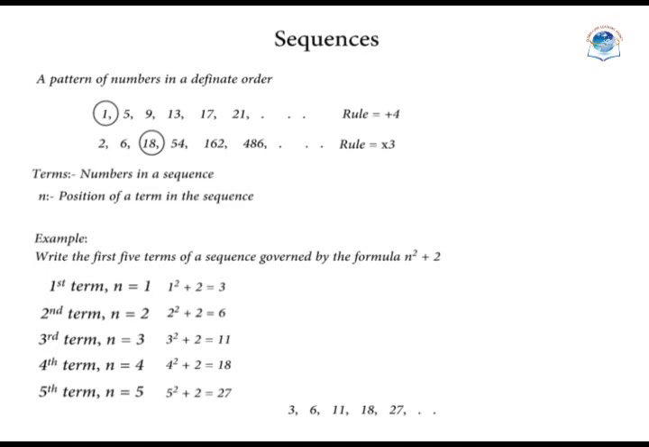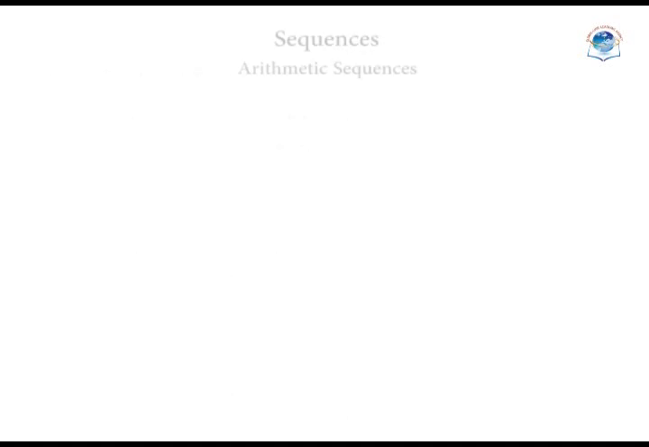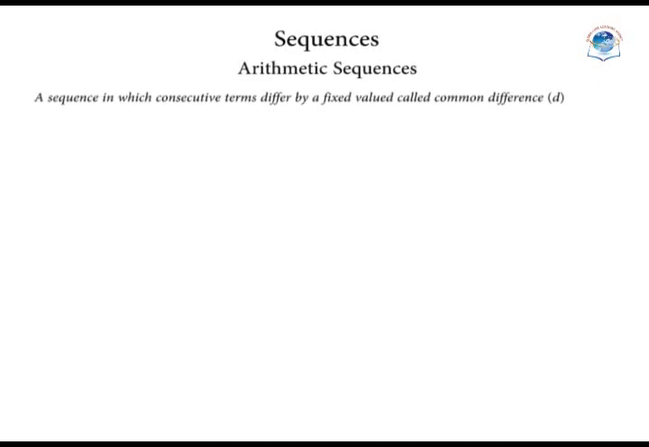There are two types of sequences: arithmetic and geometric sequences. Arithmetic sequence. An arithmetic sequence is one in which the terms differ by a fixed value. In our case, the first sequence 1, 5, 9, 13, 17, and 21, the consecutive terms differ by a fixed value, 4. So this is an arithmetic sequence.